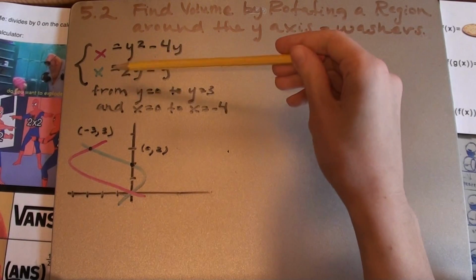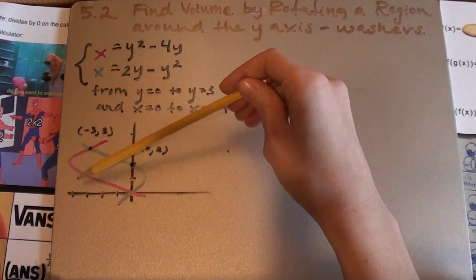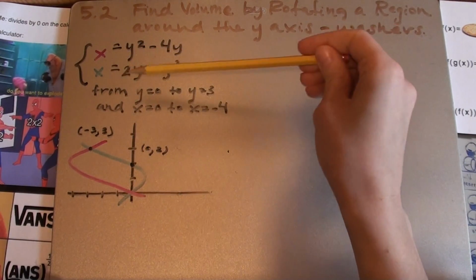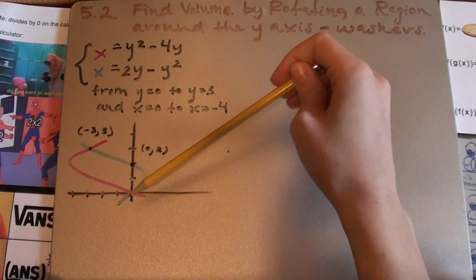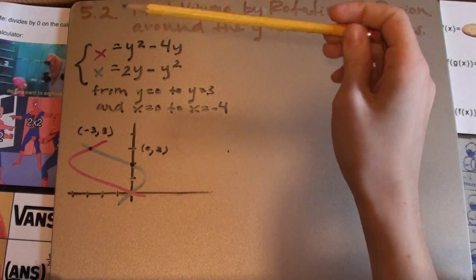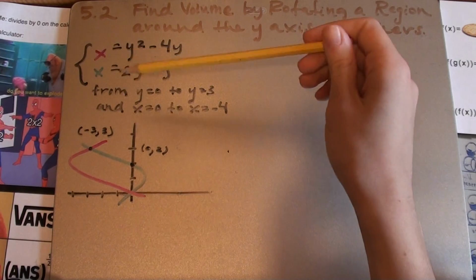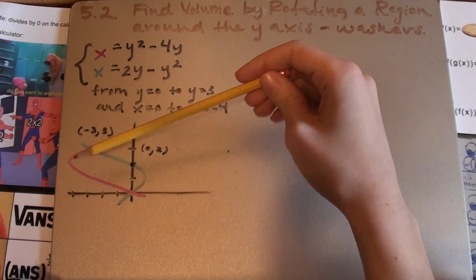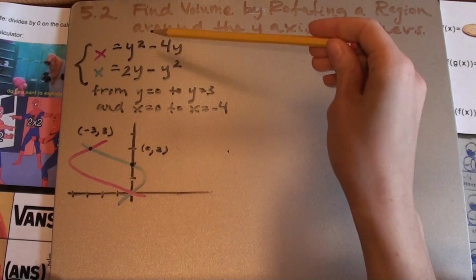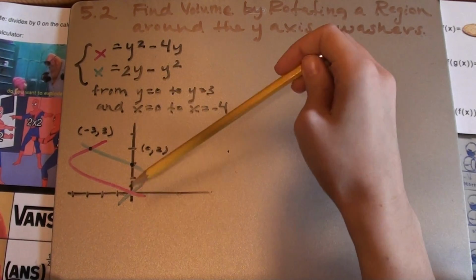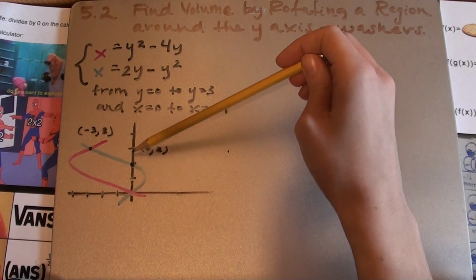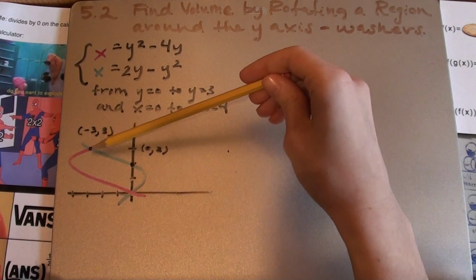And this top one I have pink, and so that's this guy right here. And then the bottom one I have blue, and that's this function right here. I already got them graphed out for us, so we have a visual as to what we're working with. So we're trying to find the volume in between these two curves from y equals 0 to y equals 3. So that's up to this point right here.